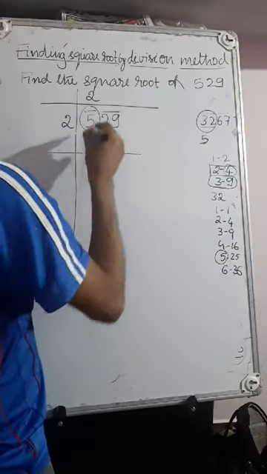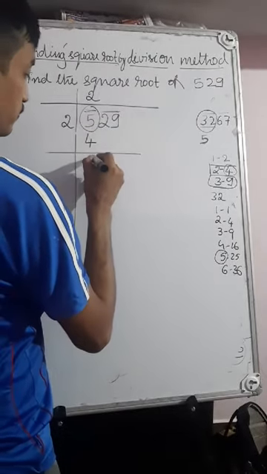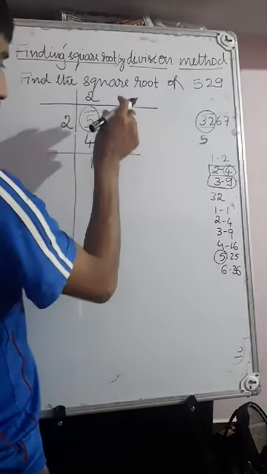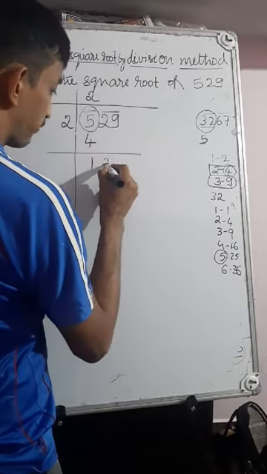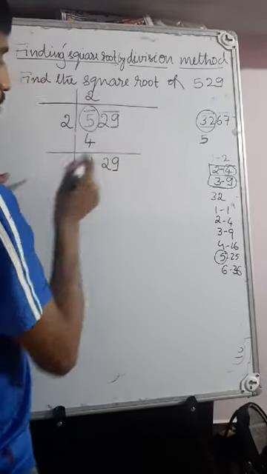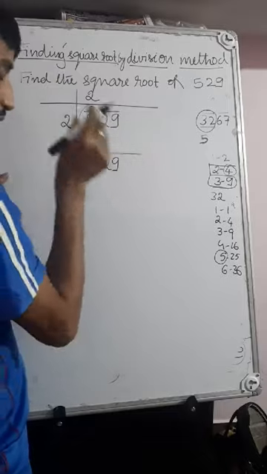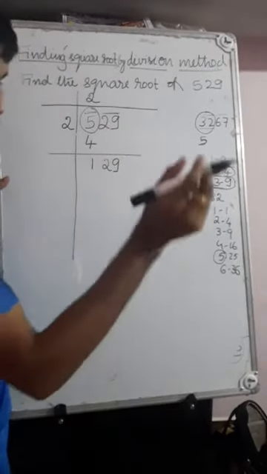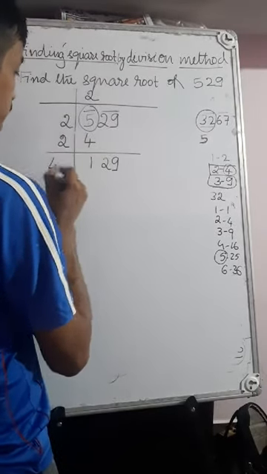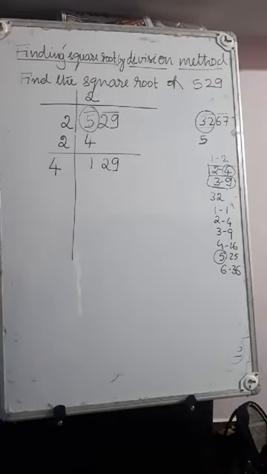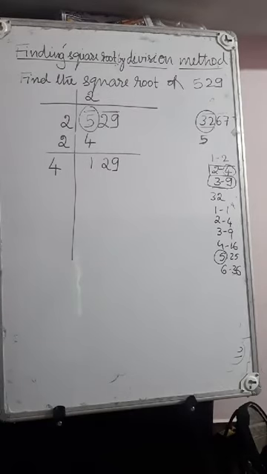Now, 5 minus 4, 1. Then 1 is remaining. Bring down the second leftmost group. Not a single number you are bringing. The whole group should be brought down. Now twice this number. That means adding 2 twos are 4. 2 twos are 4. Okay, 2 twos are 4. Means twice this number.